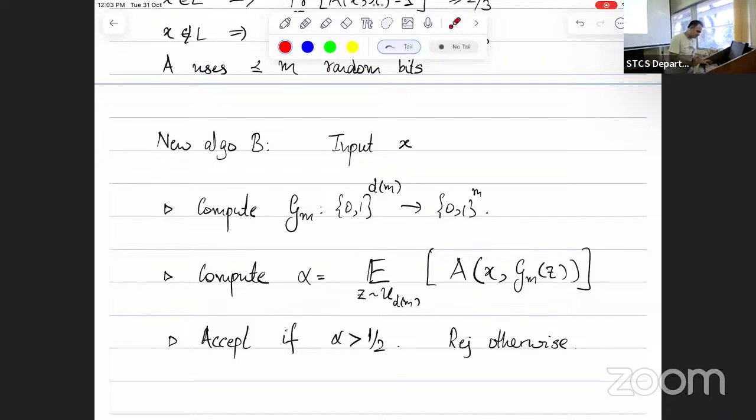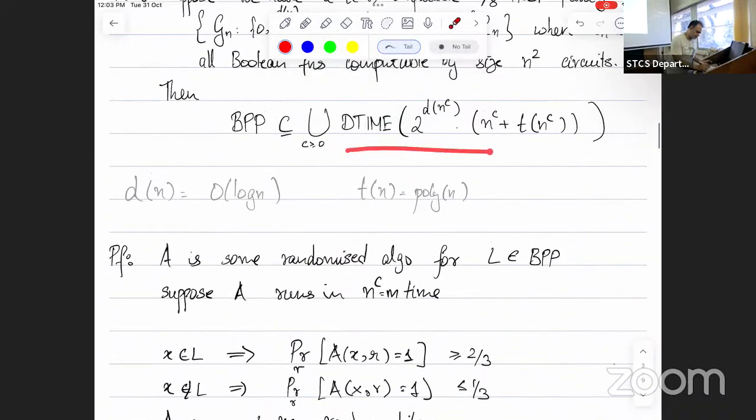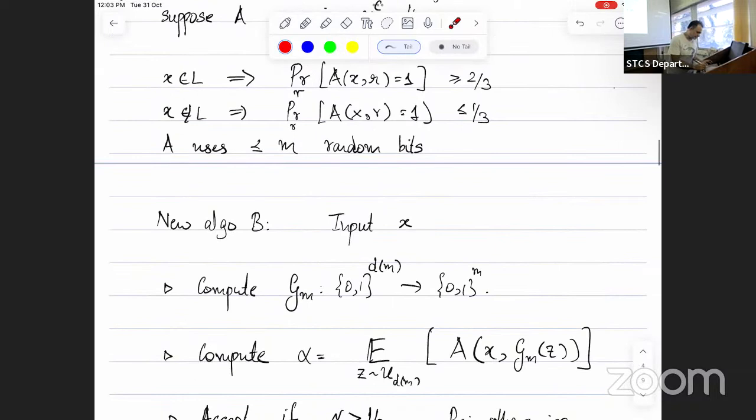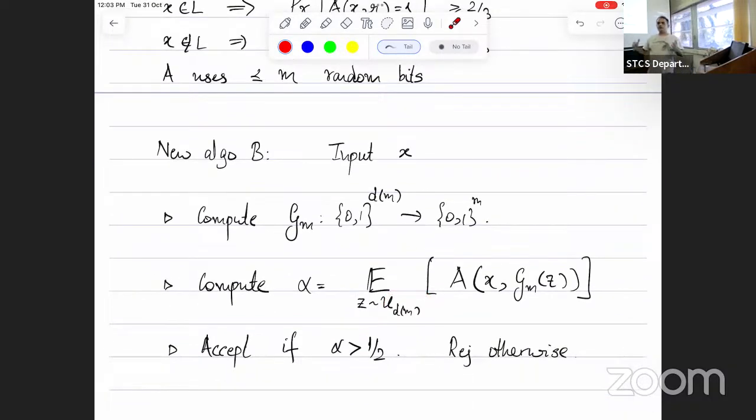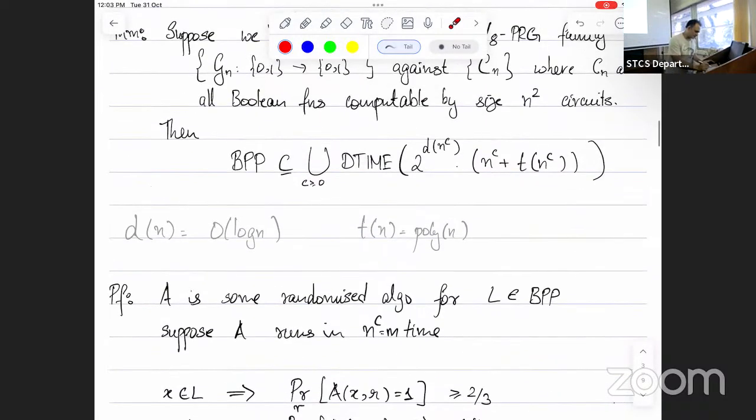And notice that from this algorithm, it's automatically clear that the running time is what was claimed here. Because how many seeds do I need to run over? I need to run over 2 to the d of m possible z's. And m was like n to the c. So it's like 2 to the d of n to the c. So that's the number of times I need to do this computation. And for every such computation, I will have to run my old algorithm and also maybe compute the generator at that particular point. So that's the total time that we ended up taking. And also here is how much it takes to compute the generator. Right?